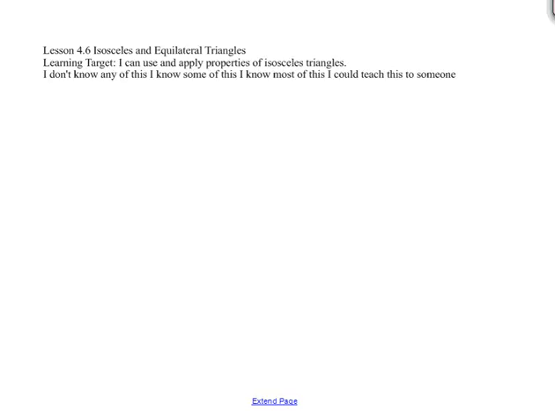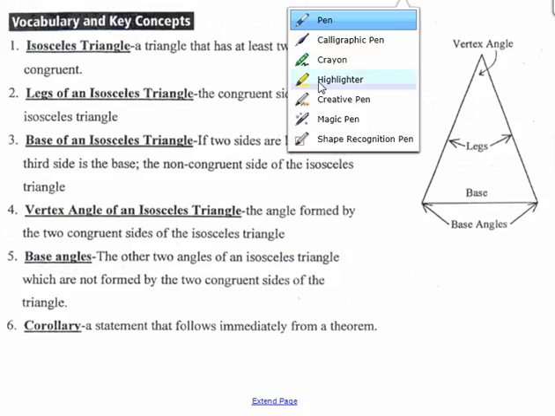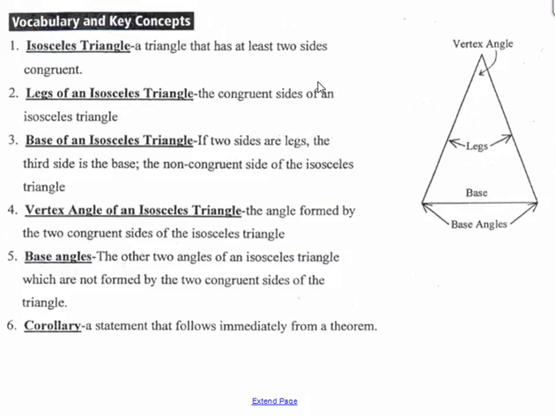So today we're going to use and apply properties of isosceles triangles. There's a little bit of vocabulary in this lesson. The first one is the definition of an isosceles triangle. It's a triangle that has at least two sides congruent. Now what you'll be doing in proofs, once we start getting to those, is this is a new proof reason. That's the definition of isosceles triangle. And what you really want to pay attention to is that it's talking about the two sides being congruent.